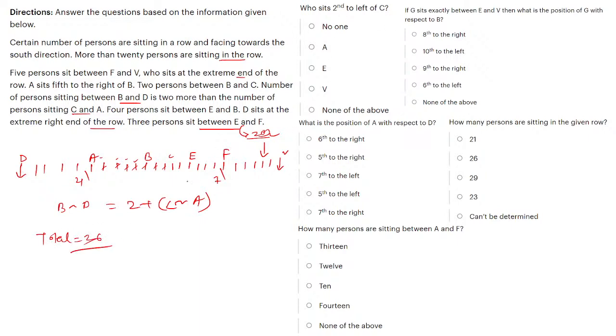Who sits second to left of C? Second to left of C, that is E. What is the position of A with respect to D? 1, 2, 3, 4, 5, right? So, fifth to left. How many persons sitting between A and F?